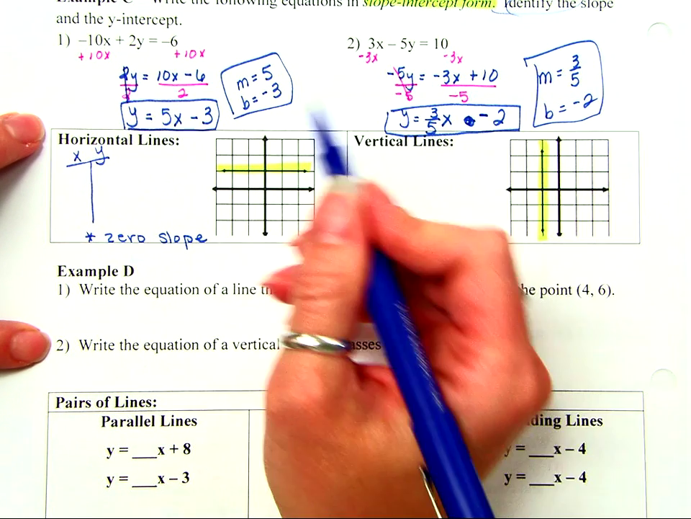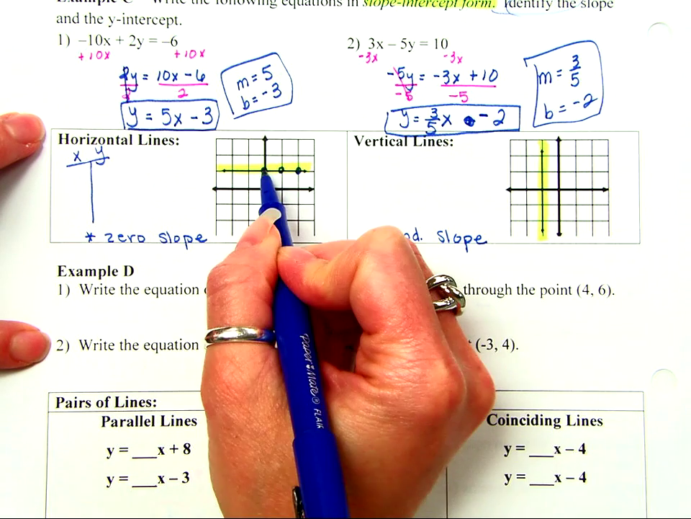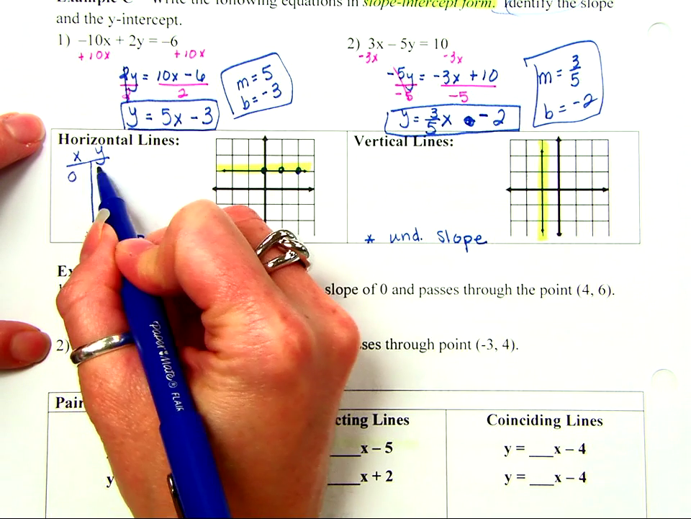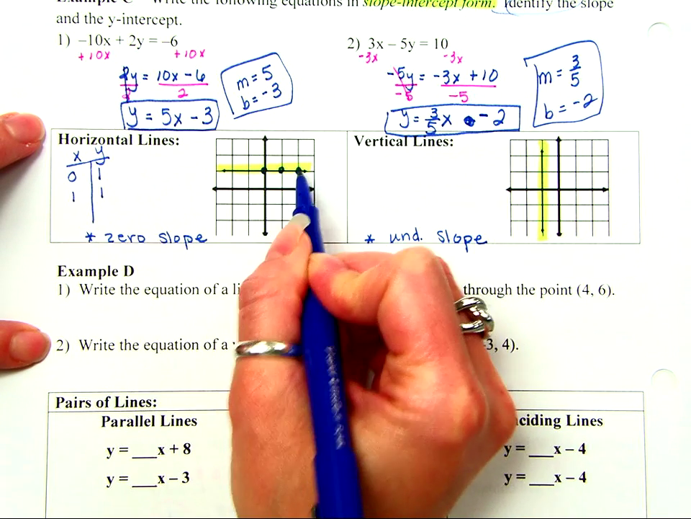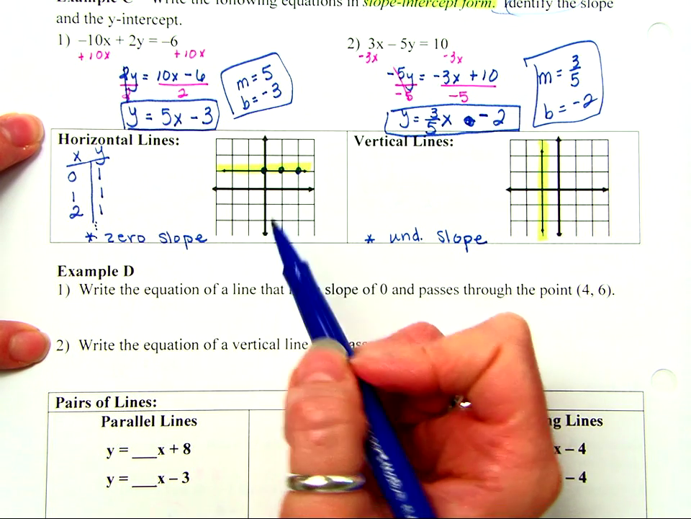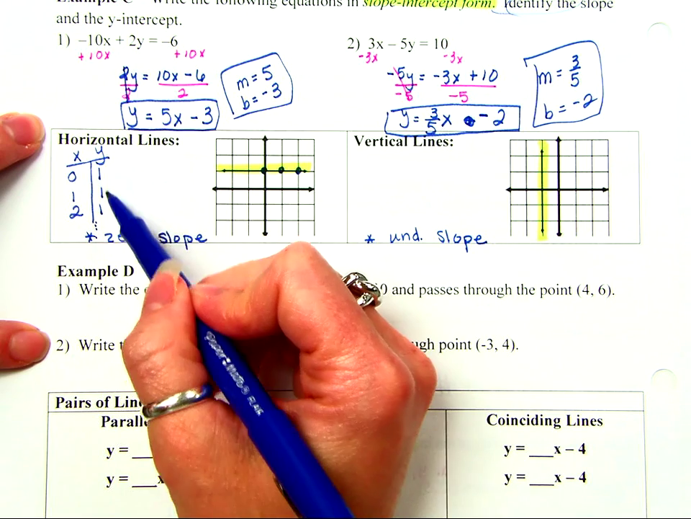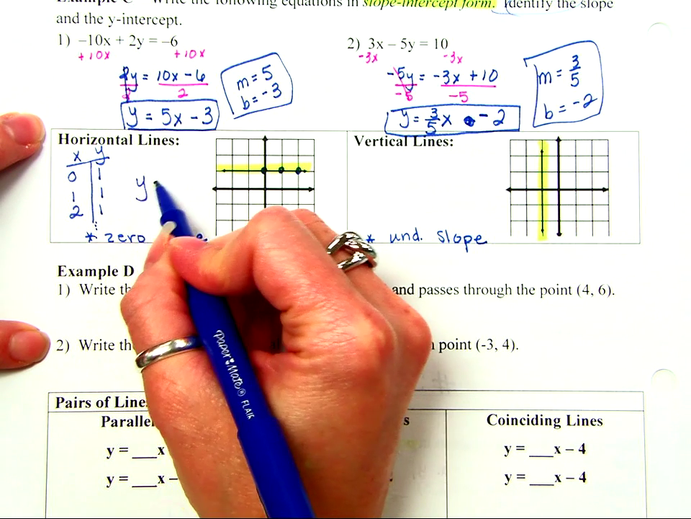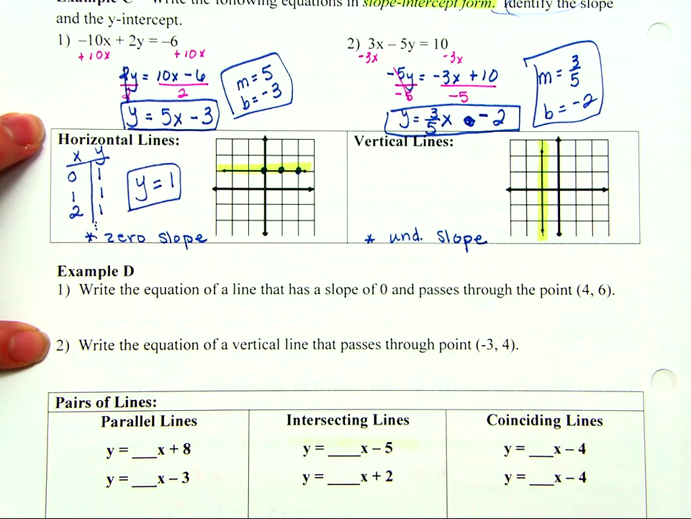But I'm going to take you back to when you were in middle school and you graphed by using your T-chart. If I looked at the points on this line, would you agree this first point here, I am at 0, 1. 1, 1. 2, 1. You might start to see the pattern that no matter what, I am always going to be 1 unit up from my x-axis, or that my y value would always have to equal 1. That is the equation of my horizontal line. It is always going to be y equals whatever your y-intercept is.